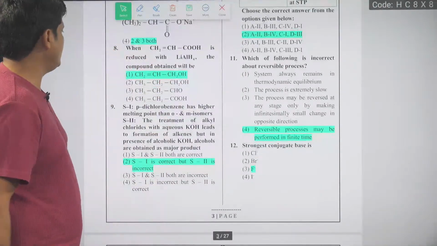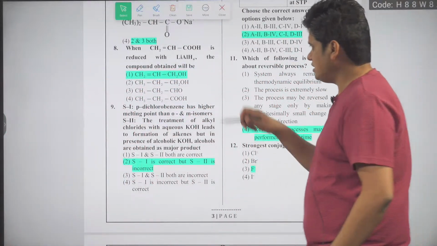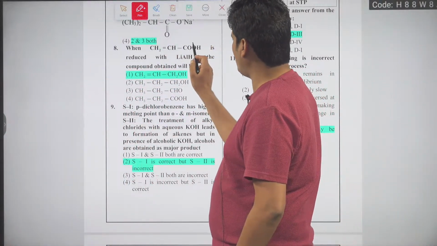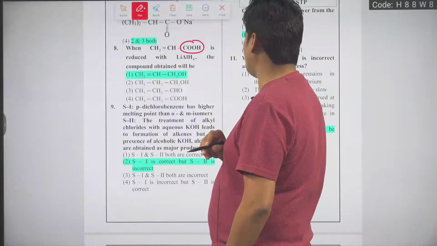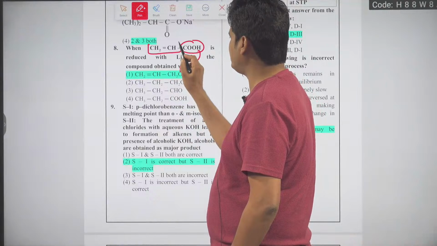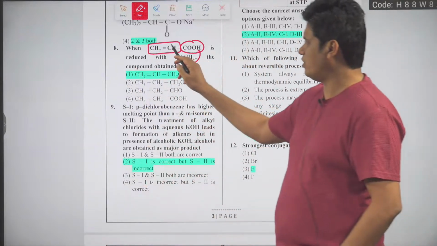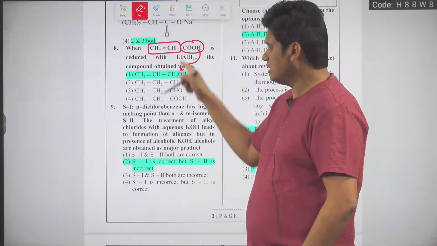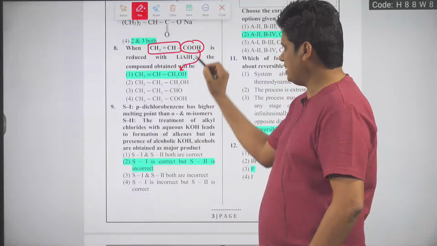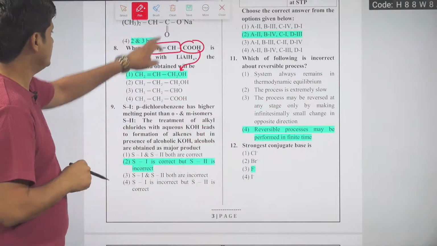Next question. When given compound is reduced by the lithium aluminium hydride, so you're knowing lithium aluminium hydride will reduce carboxylic acid functional group into the alcoholic functional group and will not affect carbon-carbon double or triple bond. So this carbon-carbon double bond or triple bond, if it is present in some case, double bond is not affected and carboxylic acid functional group reduced into the alcohol. Okay, chalo, next question.